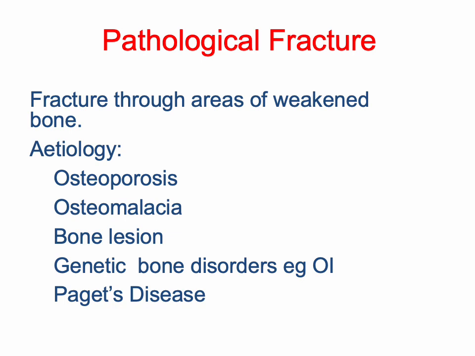A pathological fracture is a type of fracture through an area of weakened bone. There are a few different etiologies. Things where there's reduced bone density, like osteopenia, osteoporosis, or osteomalacia. If you have an underlying bone lesion, be that a primary bone lesion or bone metastasis, or even a benign bone lesion. Genetic bone disorders like osteogenesis imperfecta or Paget's disease, and this is not exhaustive.